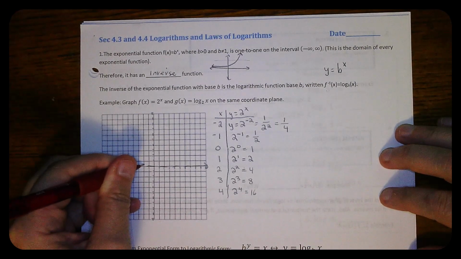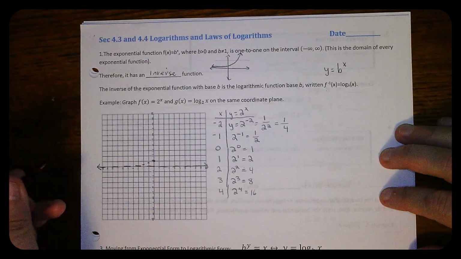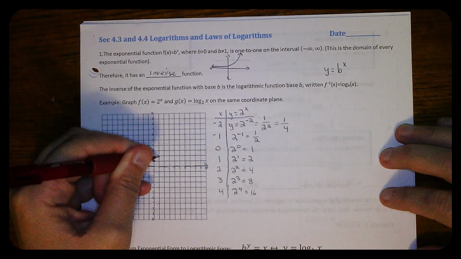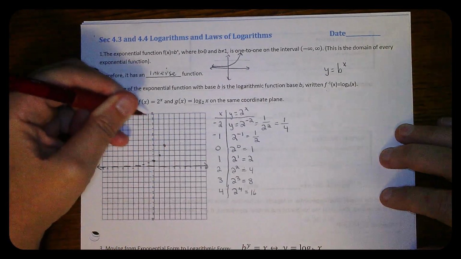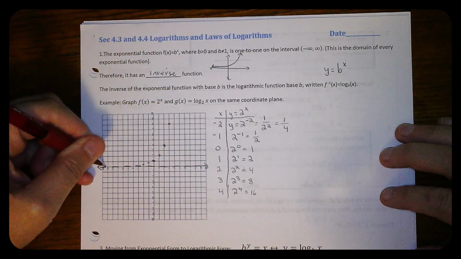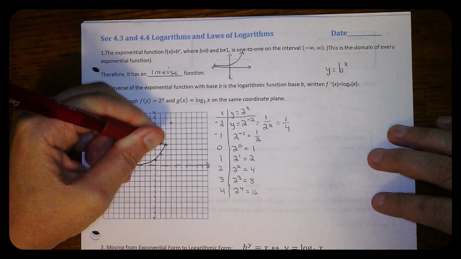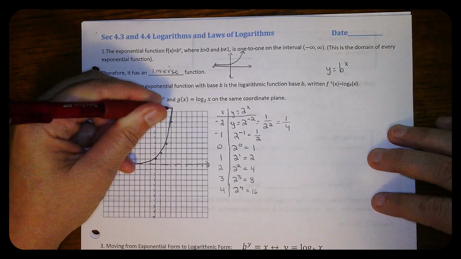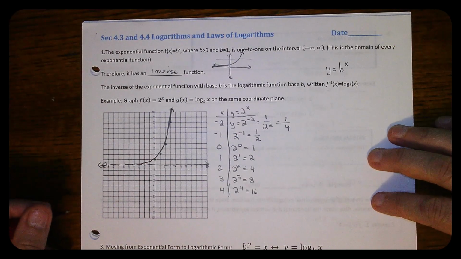When x is negative 2, it's 1/4. When x is negative 1, it's 1/2. The y-intercept is 1. When x is 1, y is 2. When x is 2, y is 4. When x is 3, y is 8. And you get this J-looking graph. That's an exponential. Well, we might not understand much about logs yet, and I don't blame you.